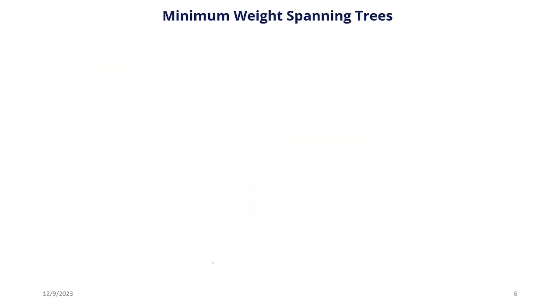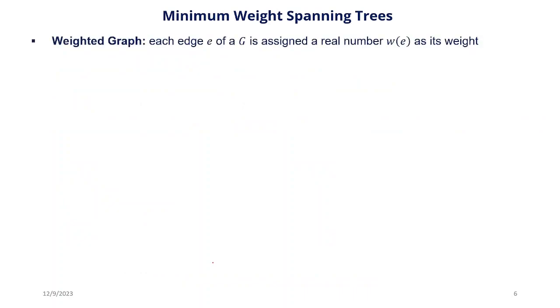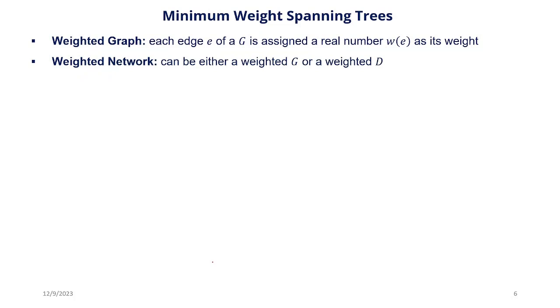So let's talk about minimum weight spanning trees. First, recall we described a weighted graph before. A weighted graph is one in which every edge of the graph is assigned a real number as its weight. It may be the distance of a road, it may be the size of a pipe, or some other description. So a weighted network can either be a weighted graph or a weighted digraph. The weight is usually written as a number on the edge or arc.